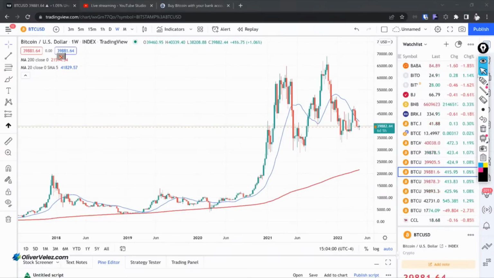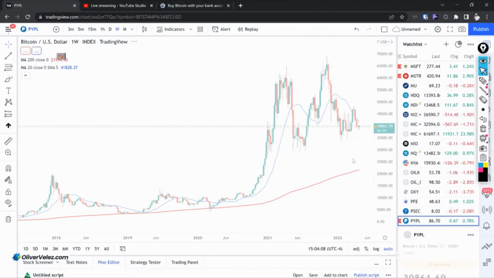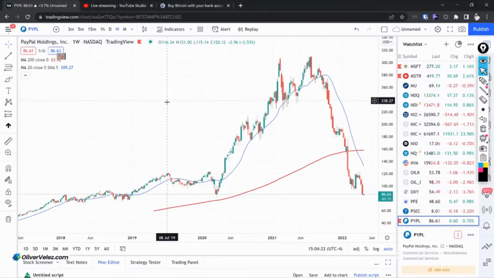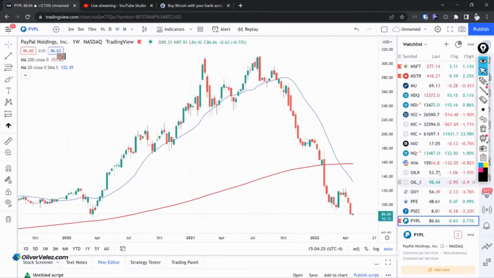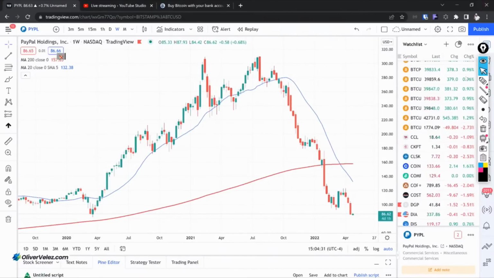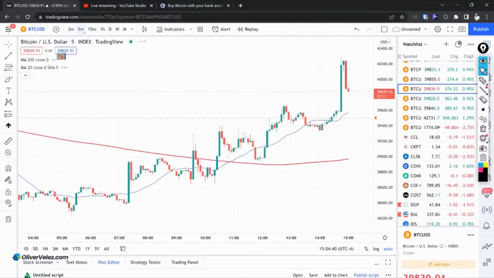So people say, I don't see how Bitcoin's a store of value. What are you talking about? Look at all this destroyed value. Look at PayPal's destroyed value. There's pre-COVID right there. That's not a store of value. This has stored the value. You know, this has done it. That has done it. Boom. Look at that thing go.